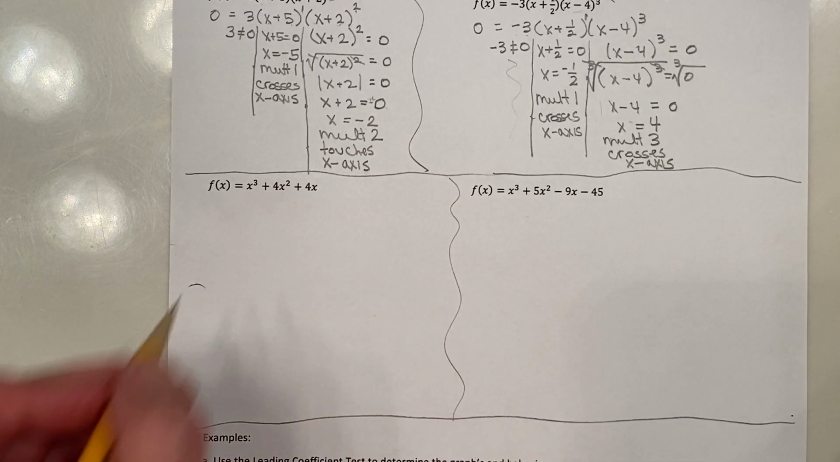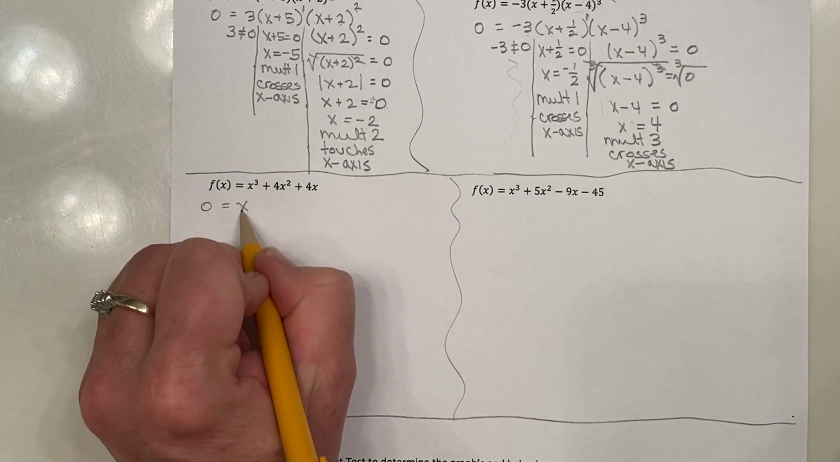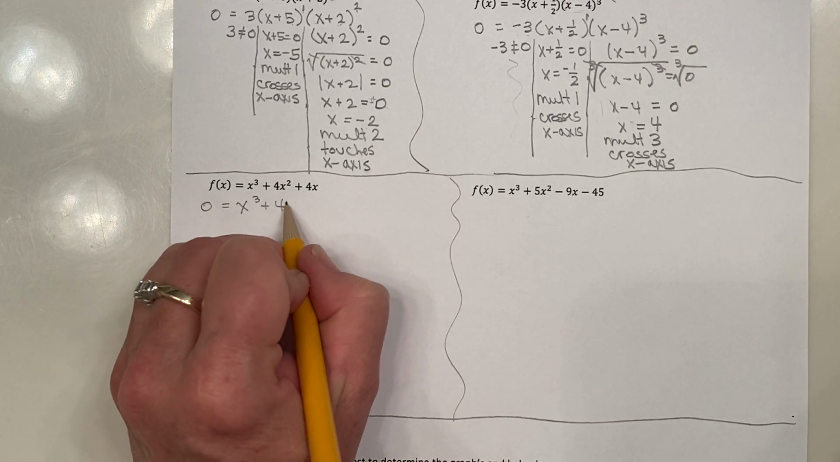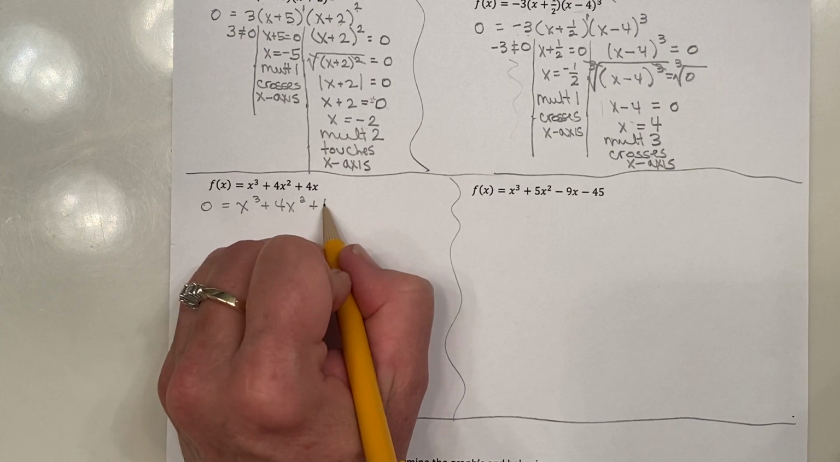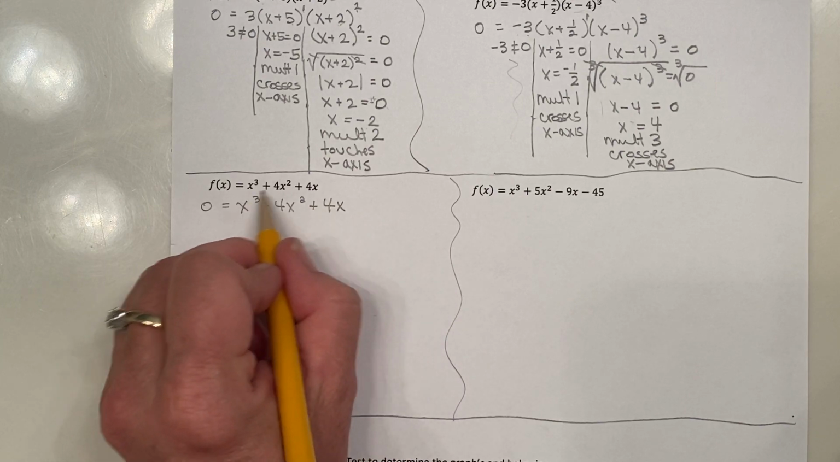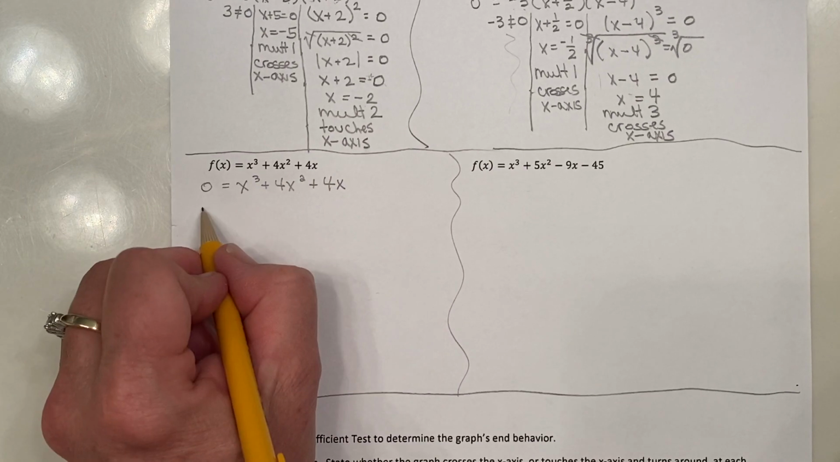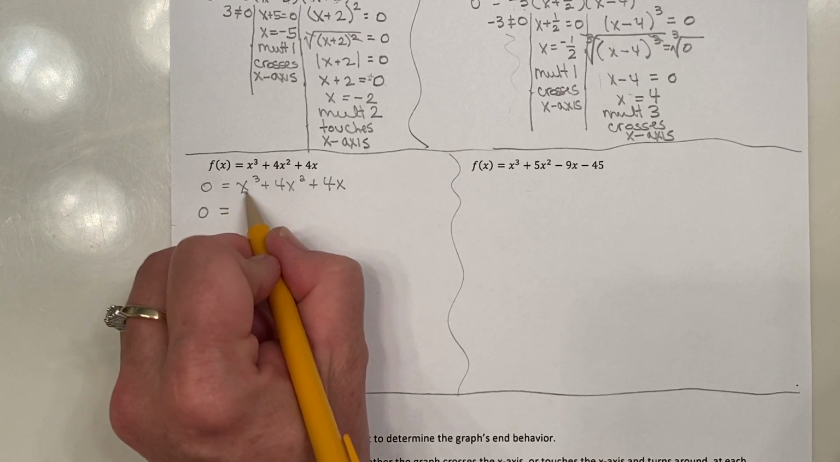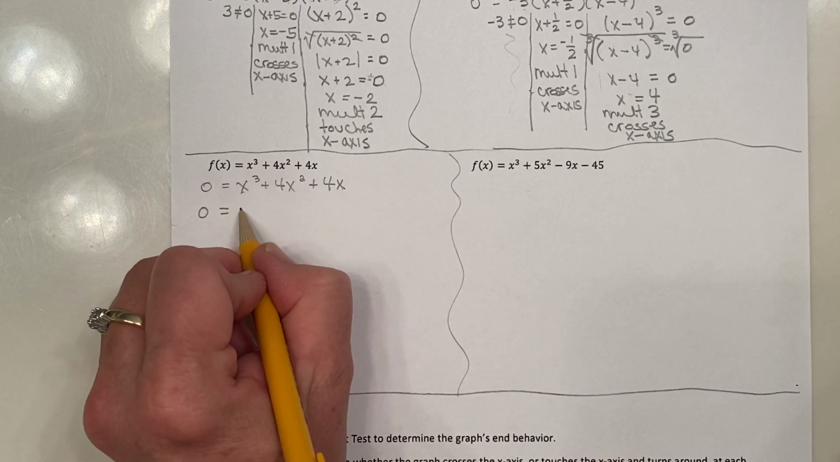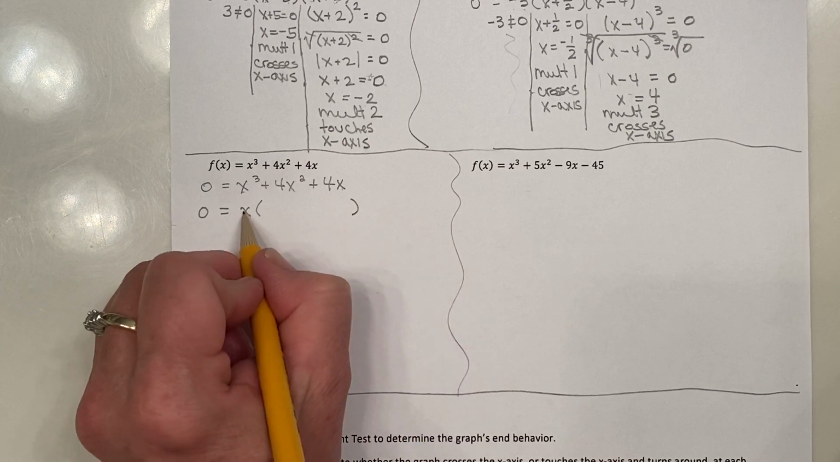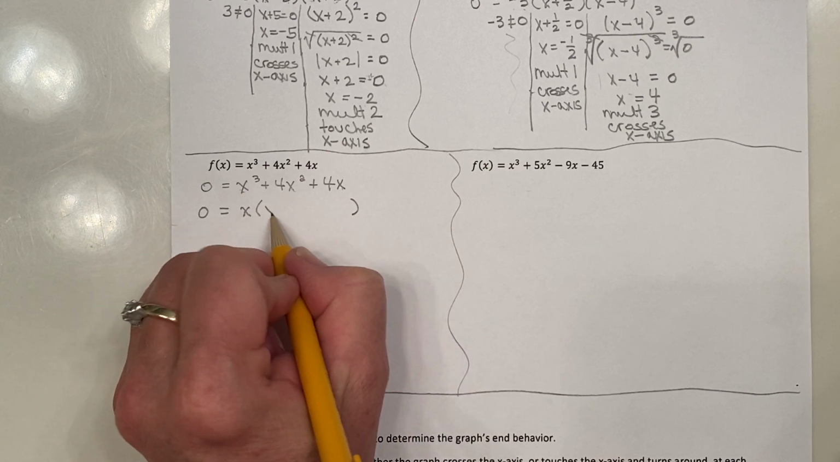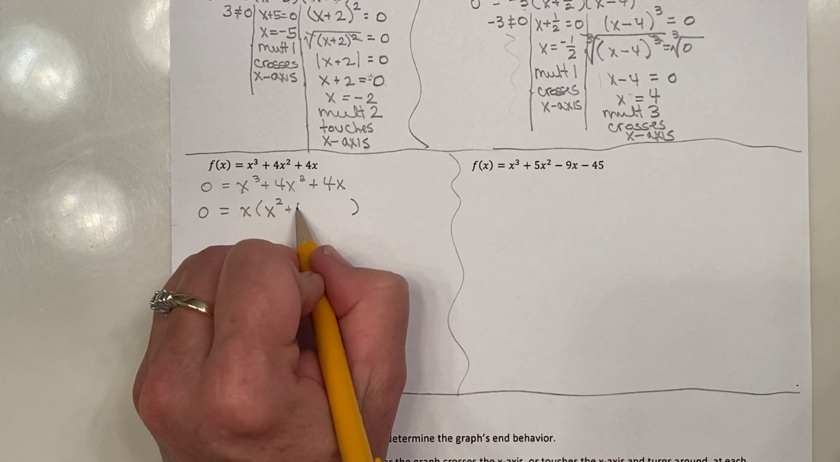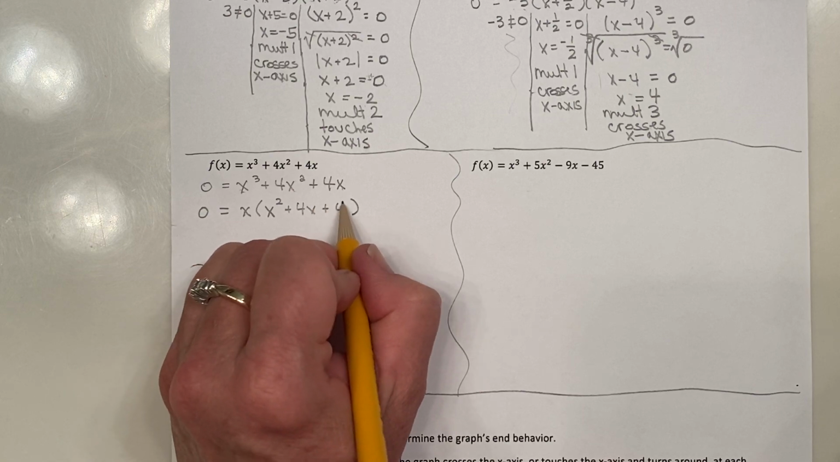Let's find the zeros. This is not factored, so that's on us. We have to factor. So I notice that all terms have an x that I can divide out front. And then when I factor out an x, I'm left with x squared plus 4x plus 4.